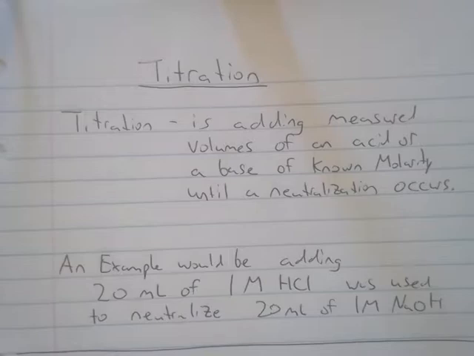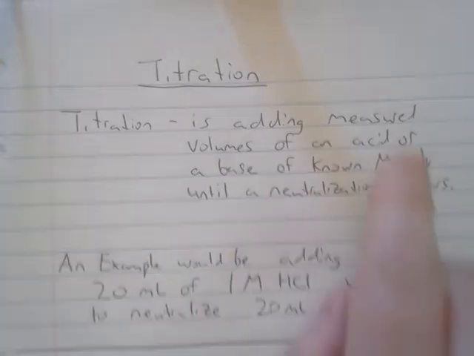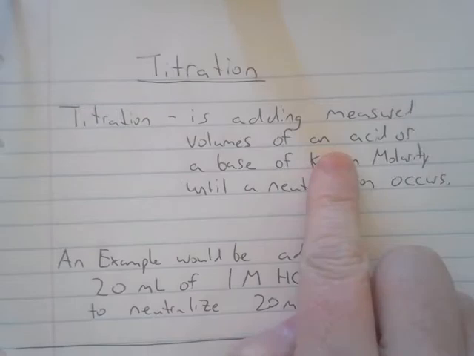Flipped classroom on titration, and we're going to talk about what happens when you have an acid and a base and you're trying to neutralize one with the other. Now, if you recall from one of the previous videos, a neutralization is when you add enough acid or H+ ions to a base or OH- ions in order for them to cancel and make salt and water. So a titration works on that principle, but it's a mathematical formula, and it is adding a measured volume of an acid or base of known molarity until the neutralization occurs.